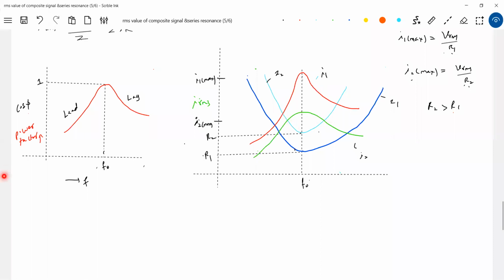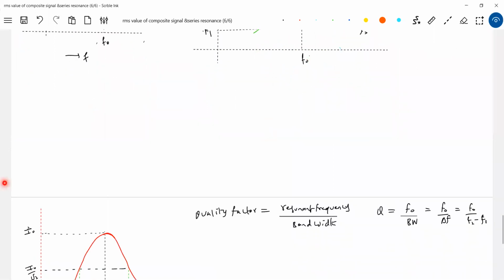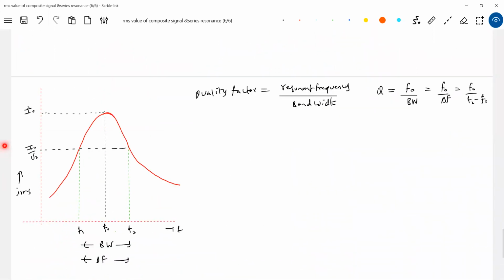First of all, you have to ask the question, sir, what is the quality factor? It's a measure of how sharp the resonance curve is. Then, sir, why are you bringing up the sharpness again? What is the use of this sharpness? The current maximum, it's over. Why the sharpness here?